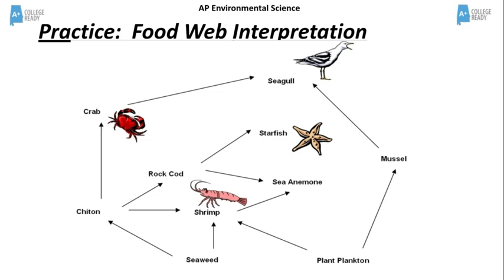Now, look at the food web on this slide. Identify a food chain and label the trophic levels. Be sure to show the energy flow properly with the arrows.